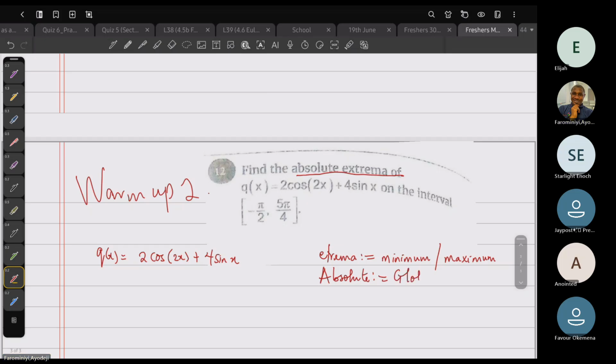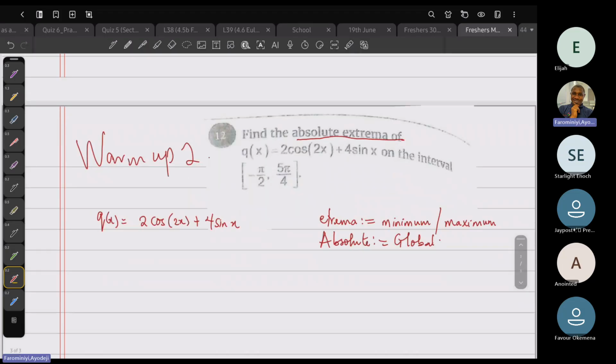So we can find relative extrema and absolute extrema. Relative is for local, while absolute is for global. So how do we find extrema values? The first step is to find the critical points of the function.